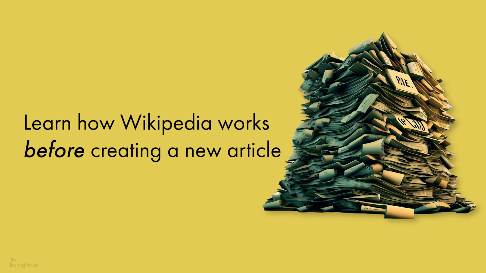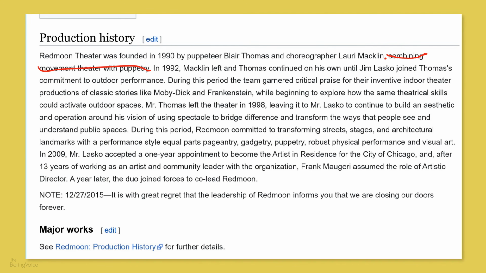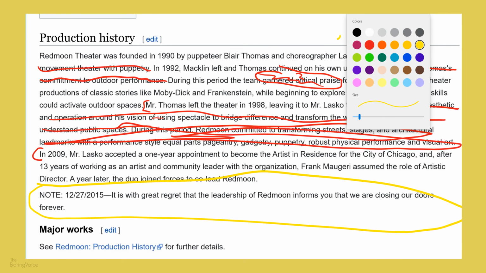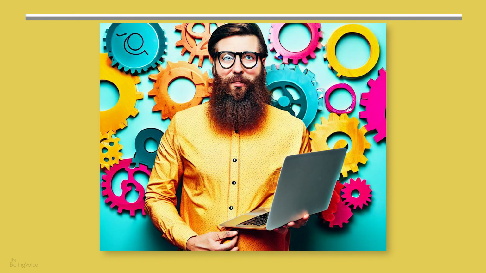Creating an article is best done after learning about how Wikipedia works. Editing some of the existing articles will help you become a better editor, but also better at reading Wikipedia. Let's learn the process of making a new Wikipedia page.